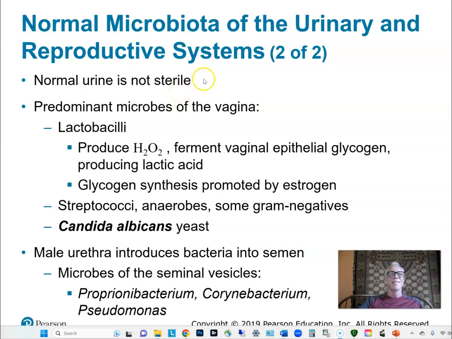Normal urine is not sterile because as it passes out, it's again blasting bacteria out of the urethra or out of the labia as well, shucking bacteria off into the outside world.